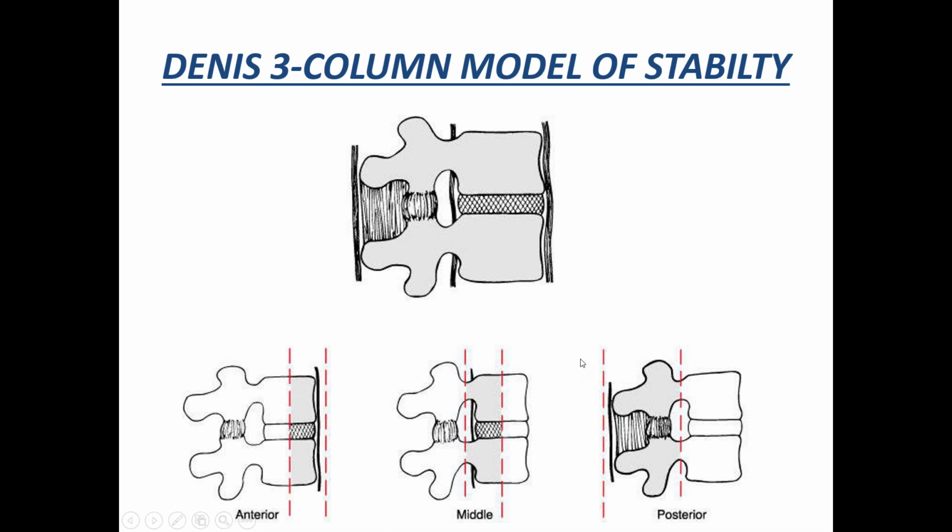This is Denis 3-column model of stability. Anterior column is made of anterior longitudinal ligament, anterior half of the body, and anterior half of the disc. Middle column has posterior half of the body, posterior half of the disc, and some part of the cord. And posterior column is made up of spinous process, interspinous ligaments, and posterior half of the canal.